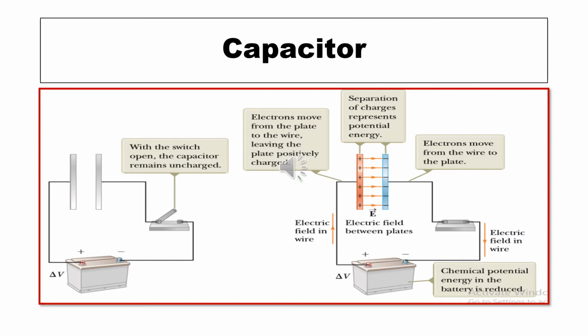The electrons will move from one plate, leaving plate A positively charged, and from the battery the electrons will move into the other plate, making it negatively charged. The battery consists of chemical potential energy, and it will reduce, and all the reduced energy will be stored inside the capacitor.